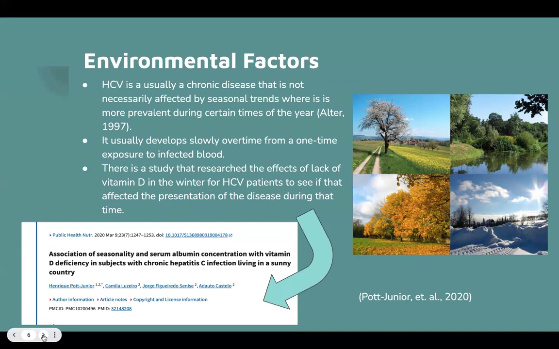Going into some environmental factors, because HCV is usually a chronic or acute bloodborne disease, it's not really affected by seasonal trends, similarly to how other viruses, like maybe the flu or COVID, would be, where they have a season where they're more prevalent. With HCV, the prevalence comes from infection due to bloodborne contact. So it usually develops slowly over time from a one-time exposure to infected blood.